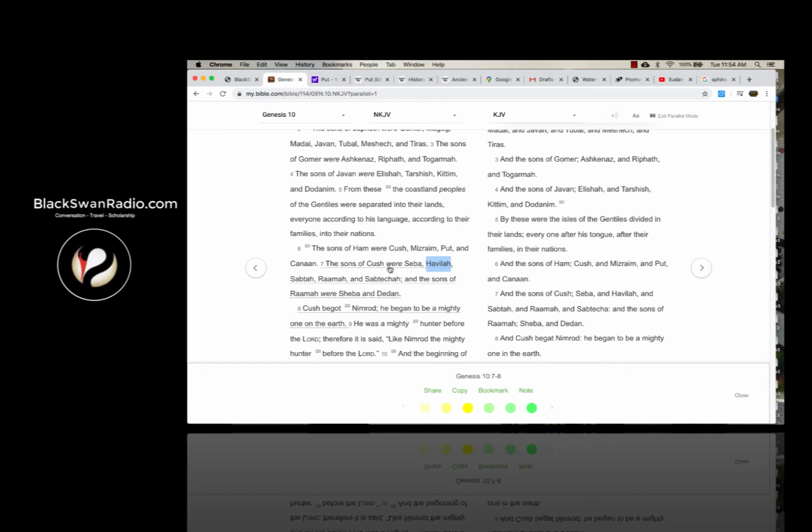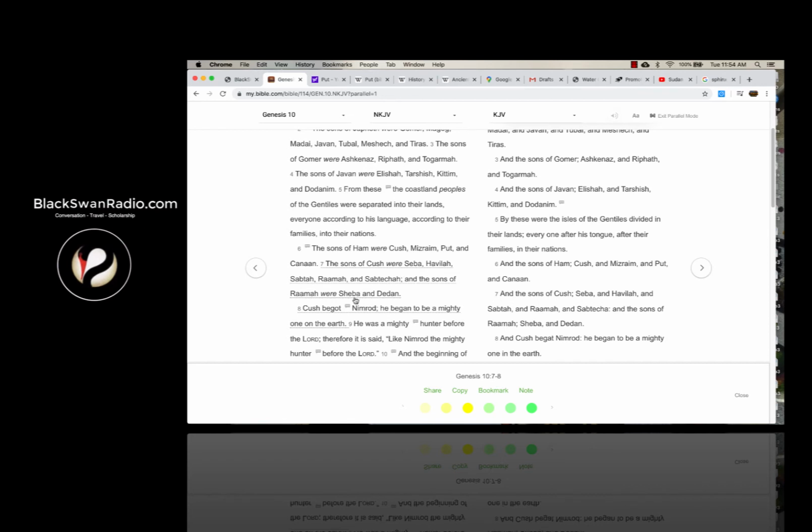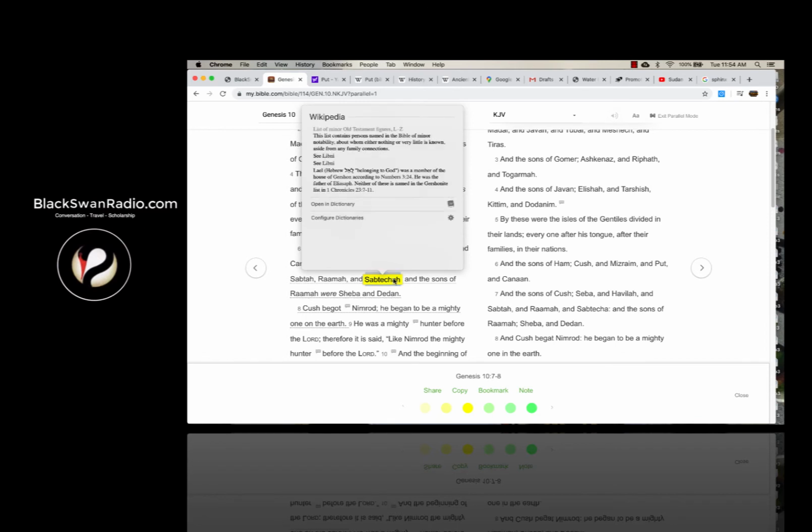And then it says the sons of Cush, all right, the sons of Cush were the sons of the southern part of Nubia: Sheba, queen of Sheba, Seba, right? Sedan, Dedan. Get what I'm saying here? Sabteca. Let's look it up. I haven't looked at it before.